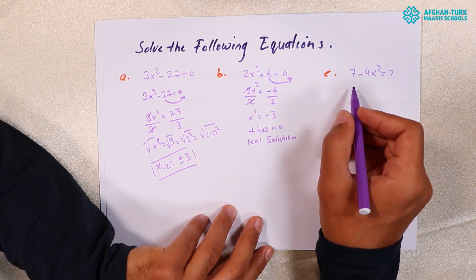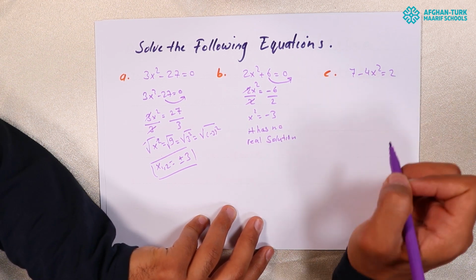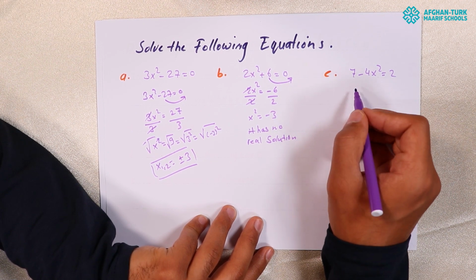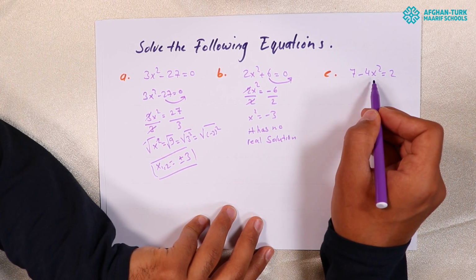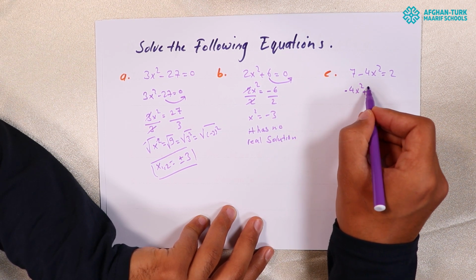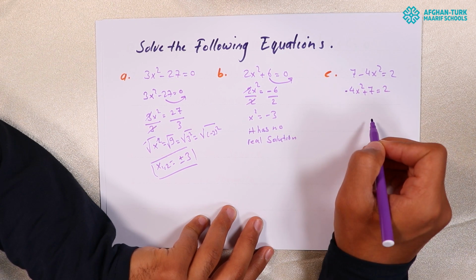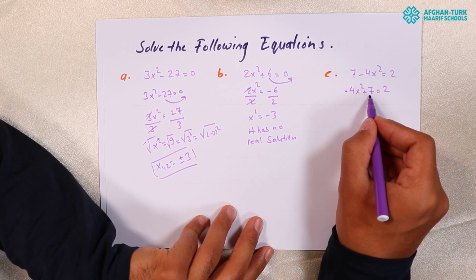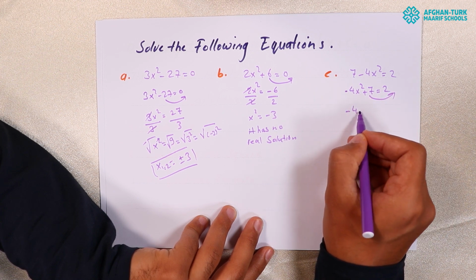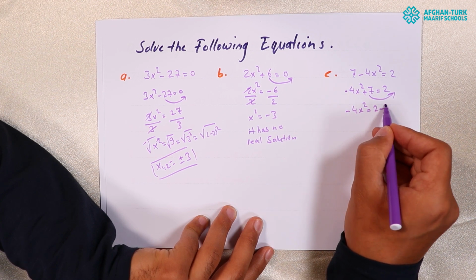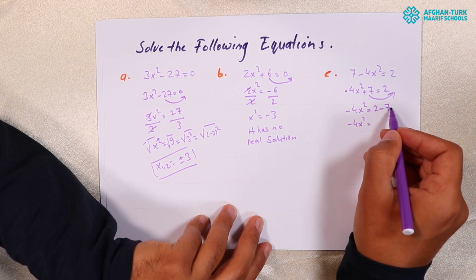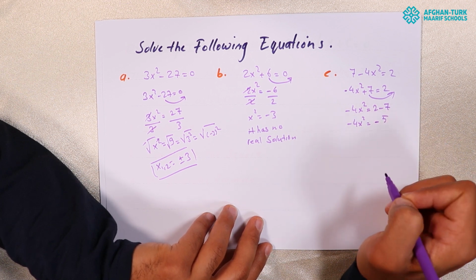Look at this example. 7 minus 4x squared is equal to 2. Okay, this is not written in the standard form. So in order to write it in the standard form, we have to write minus 4x squared first, after that plus 7, okay, is equal to 2. We can move plus 7 to the other side of the equation. Minus 4x squared will be 2 minus 7, which is equal to minus 5, okay?